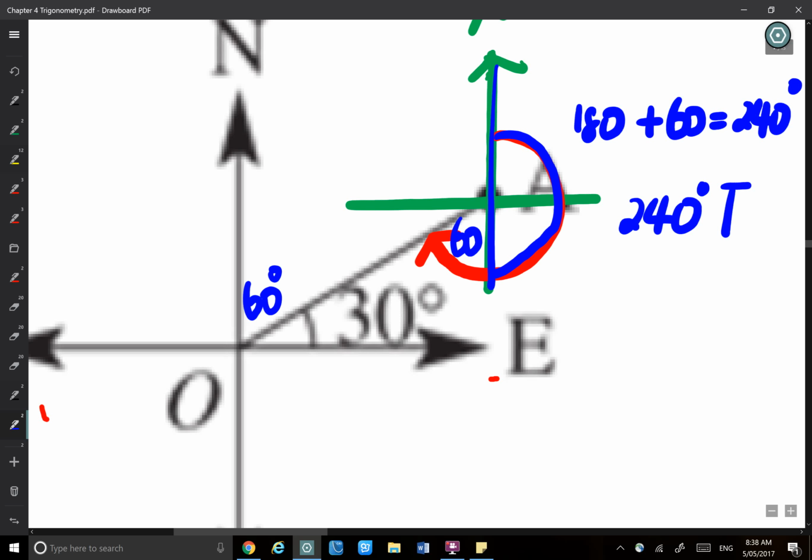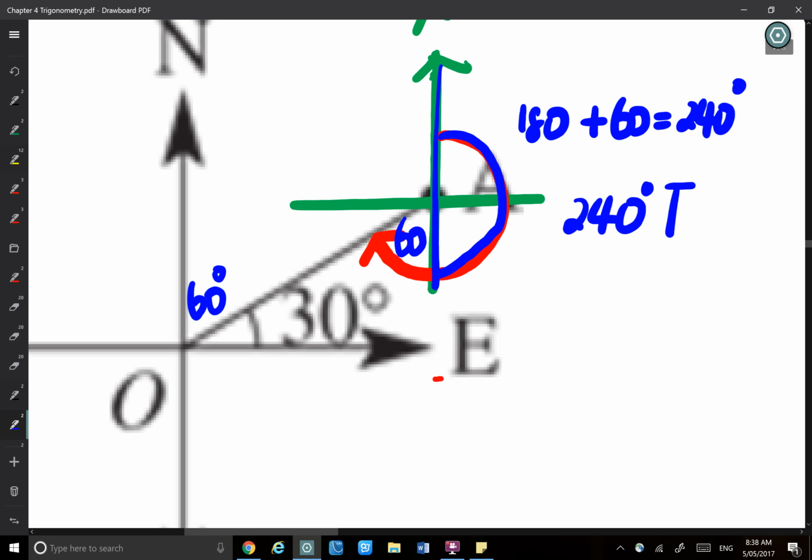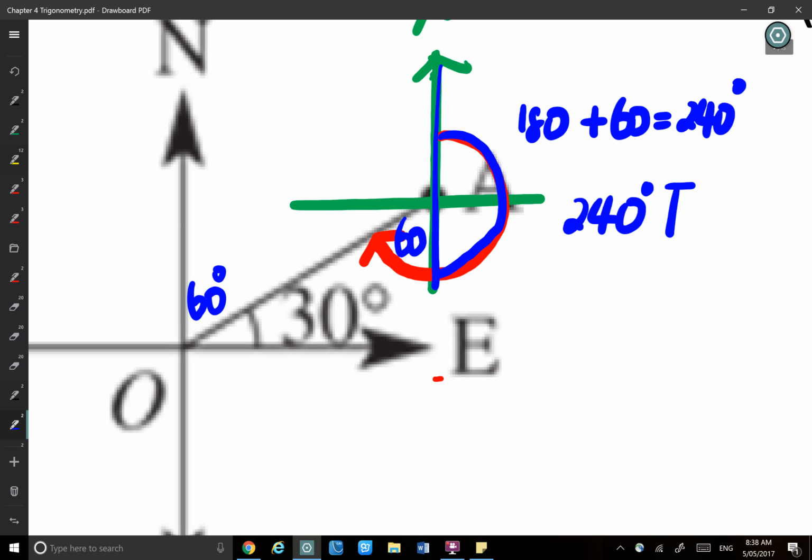240 degrees true. Here to here is 180, then we need to add this bit. This bit is the same as this one because they are alternate angles. Here is 60, then here is 60 as well. So 180 plus 60 gives you 240. Then it's 240 true for this one.